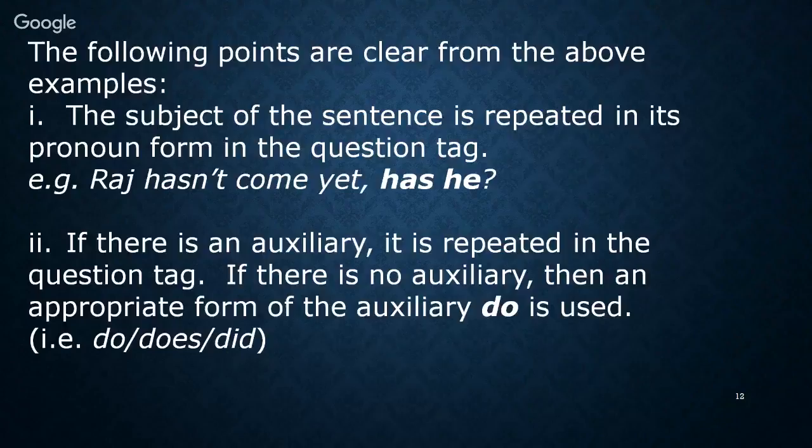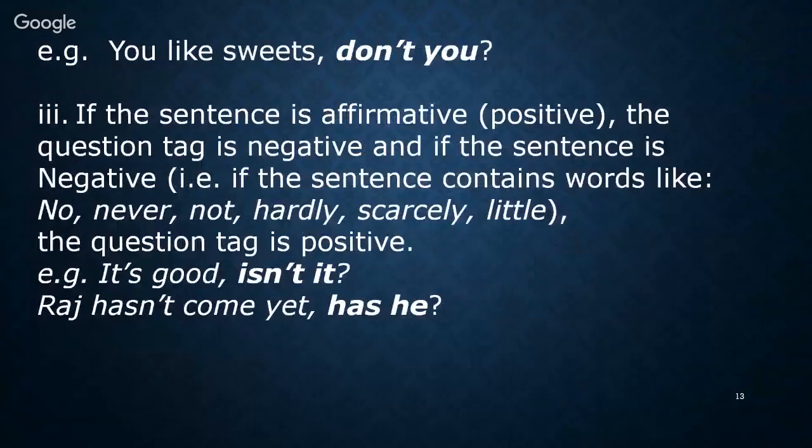If there is an auxiliary, it is repeated in the question tag. If there is no auxiliary, then an appropriate form of the auxiliary do is used. That is do, does, or did. You like sweets, don't you? Here, like is a main verb. There is no auxiliary in the statement. So we use the appropriate form of the verb do. Here, like is in the present tense, so we use the present tense of do, that is do itself. And since the sentence is affirmative, we use a negative question tag. If the sentence is affirmative, which means positive, the question tag is negative.